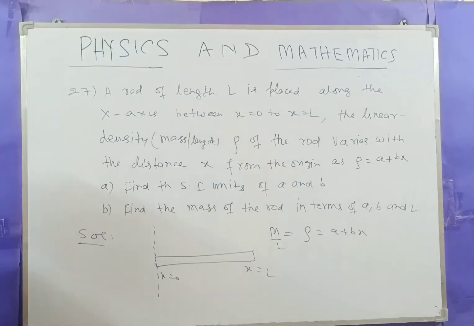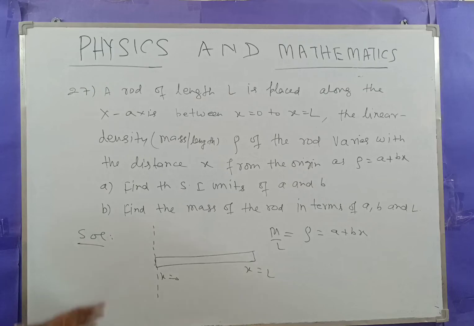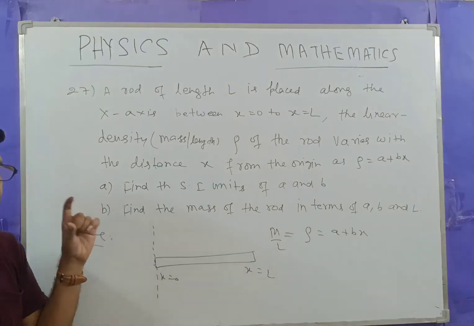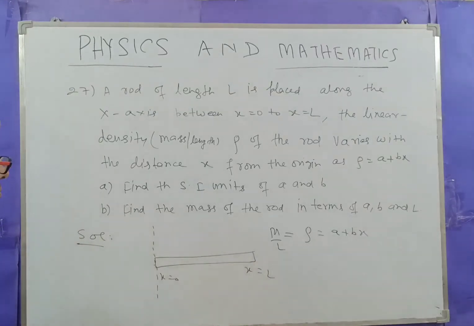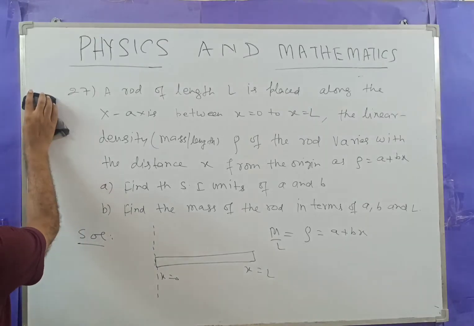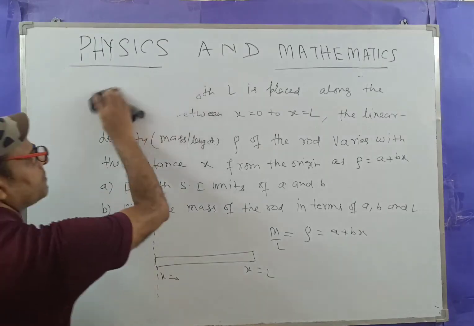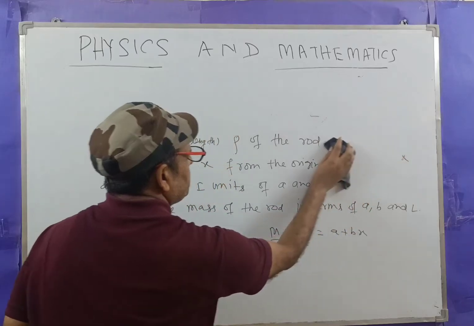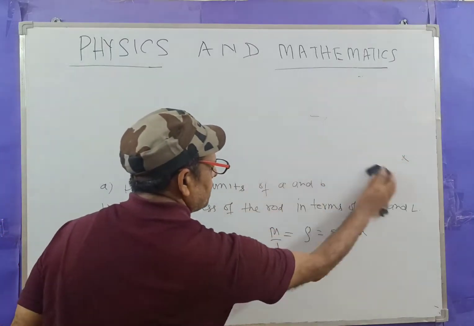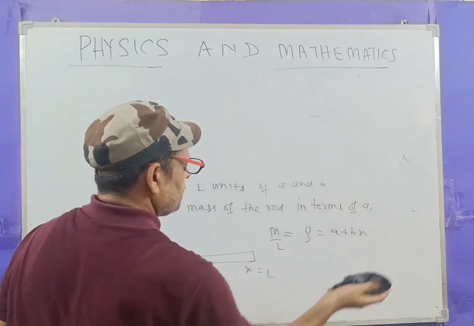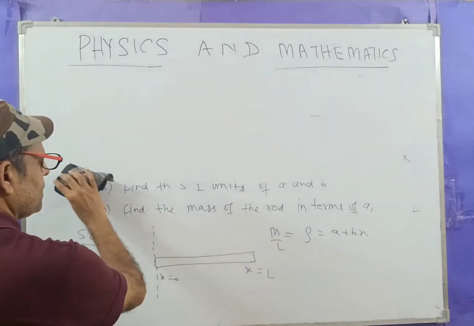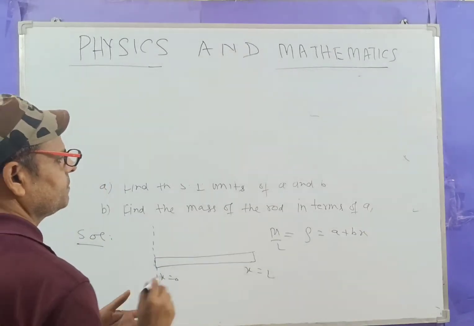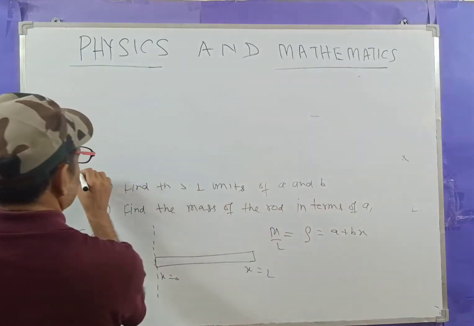Okay, I think you have got the meaning of the question. Pause the video and read the question. Okay, I am omitting the question part. Here, find the SI unit of A and B.